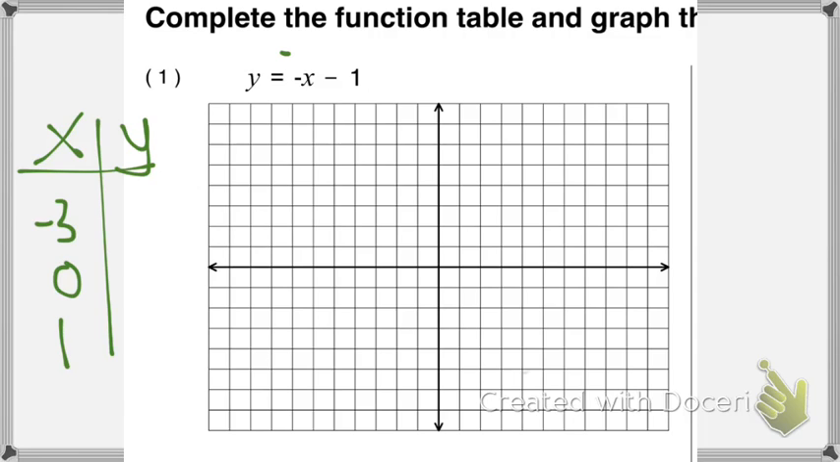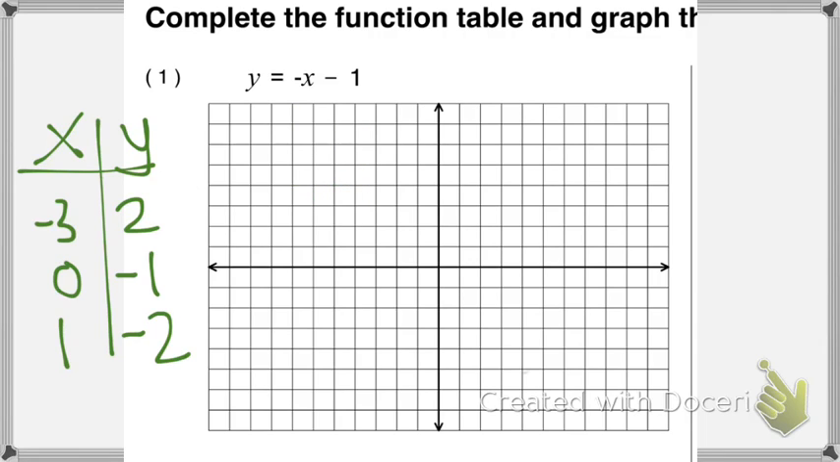So if I plug in -3, well, there's a negative on the outside of x, and then I plug in a -3 minus 1. A negative on a negative makes a positive 3, minus 1 makes 2. Then we're going to input a 0. So -0 is just 0, minus 1 is -1. And then negative inputting a 1, minus 1, so negative on a 1 makes -1, minus 1 makes -2.